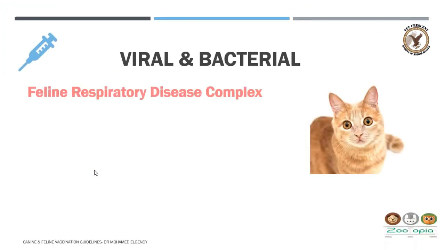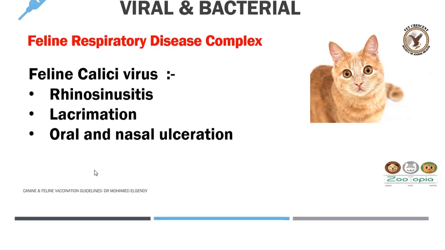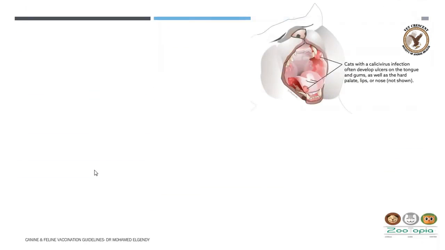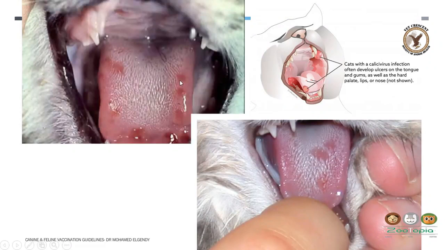Next is feline calicivirus. Feline calicivirus also causes rhinitis and inflammation in the paranasal sinus, which is called sinusitis, and lacrimation from the eye, plus oral and nasal ulceration, which is highly diagnostic of calicivirus. Look at this picture. We can see the location of the ulcers in the soft palate and hard palate, at the base of the tongue, and even in the nostril. Look at this one. This is how the ulcer looks.